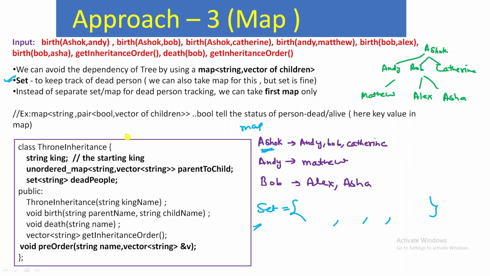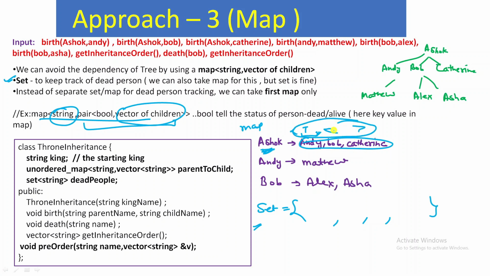Instead of the set, we can also make use of the map only to keep track of the dead person. How? We will take a map of this type. This will be the key, and in the value field we will have the vector of children as before, but we will have a pair. One field says whether the person is alive or not. For example, Ashok: is this person alive or not? If yes, we keep true, and then comma, this Andy, Bob, Catherine vector. This whole thing will be treated as the value for the corresponding key.